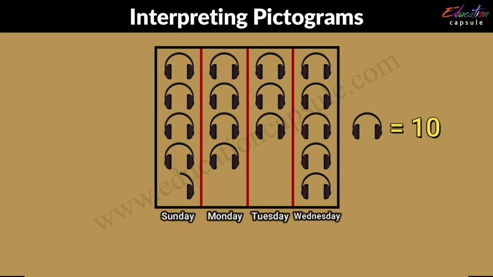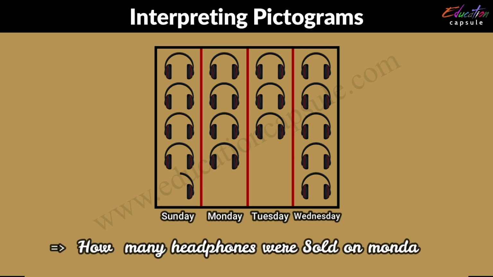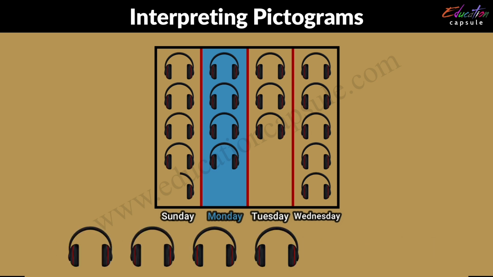So, question number 1 here is, how many headphones were sold on Monday? So, the number of headphones sold on Monday is equal to 4 pictures of headphones, which means it equals 10 added to 10 added to 10 added to 10, which gives you 40 headphones.